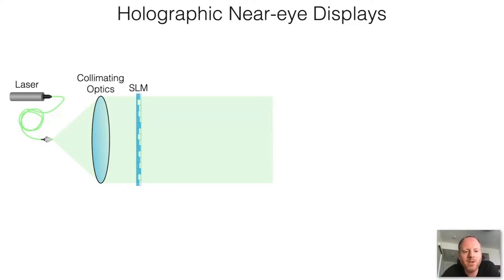So when you think about a holographic display that is meant for VR, AR purposes, it would look something like this. You have a laser on the left, like a coherent light source, maybe some collimating optics that creates a collimated beam.